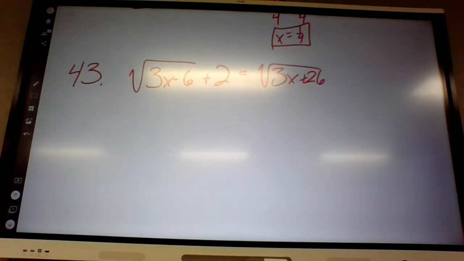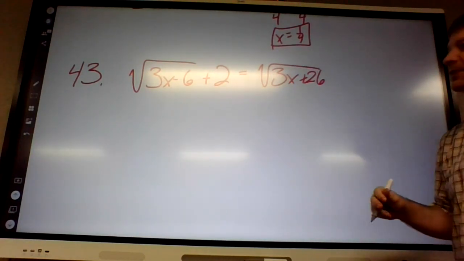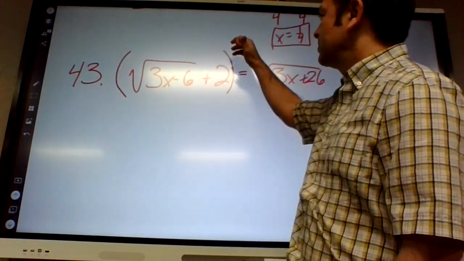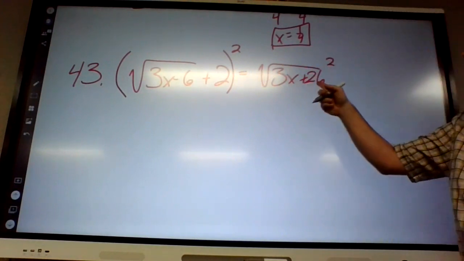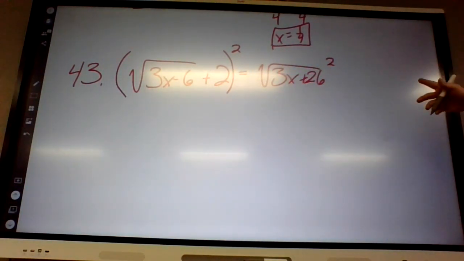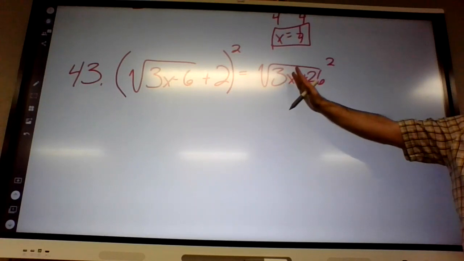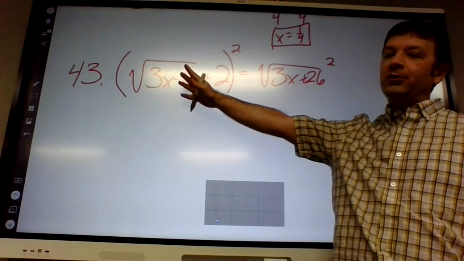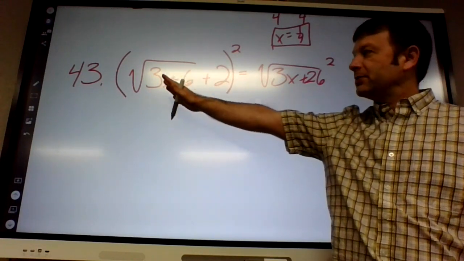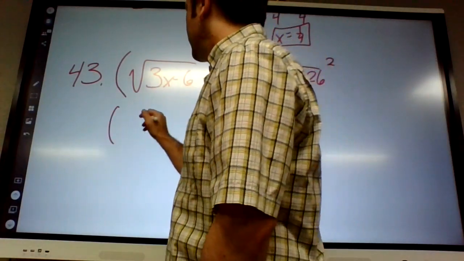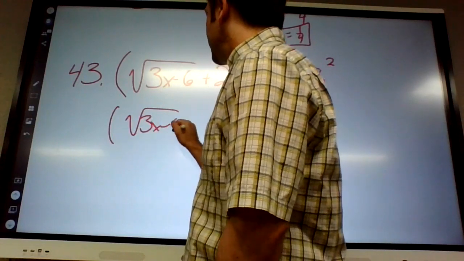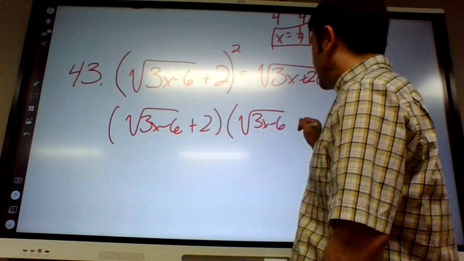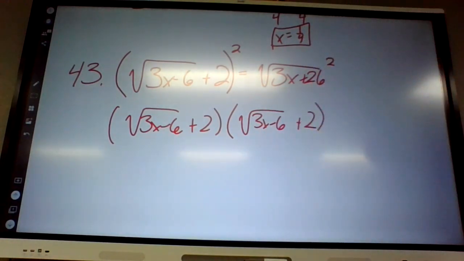Now, this was the tricky one. What do you guys think we should do first? Square both sides. That will get rid of the square root on the right, so that solves half our problem. It will not get rid of the square root on the left, because the left is a giant FOIL problem, like this times itself. This was the hardest problem off of page 316.